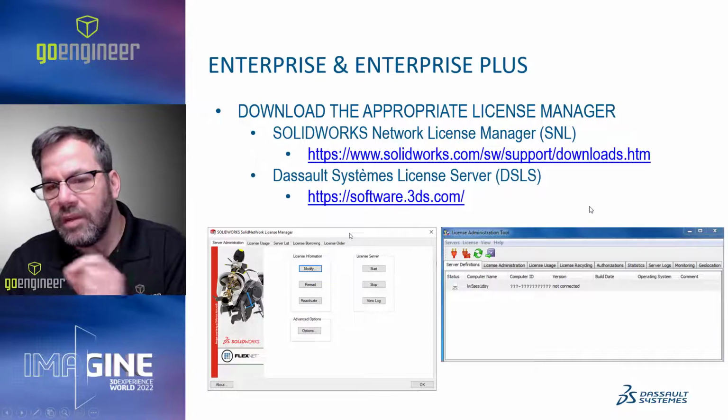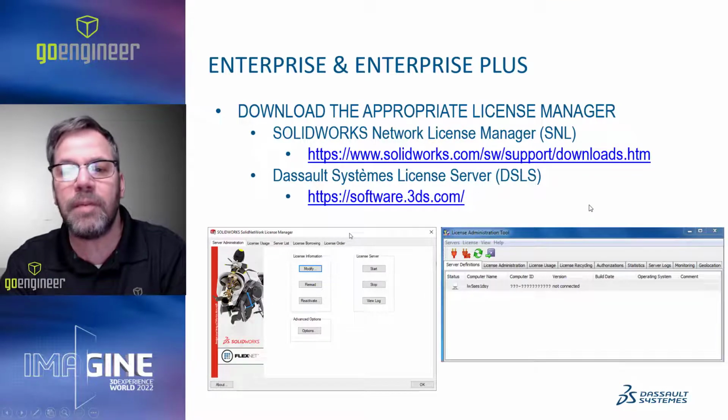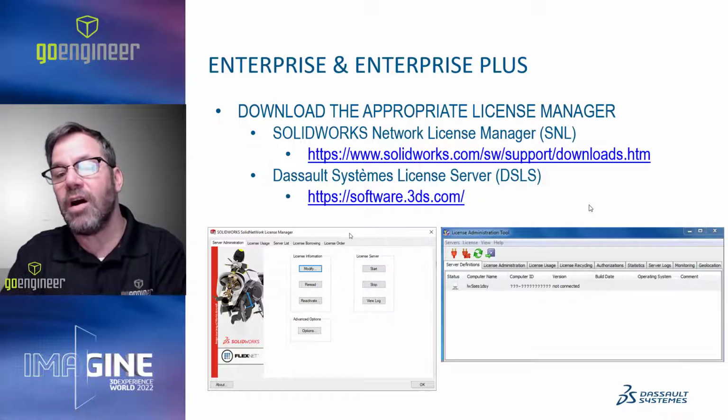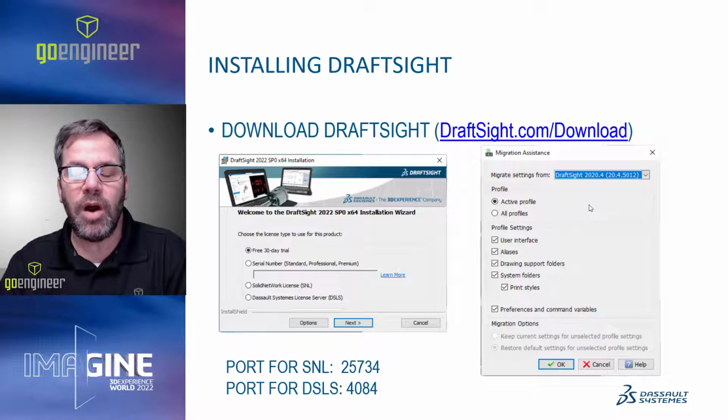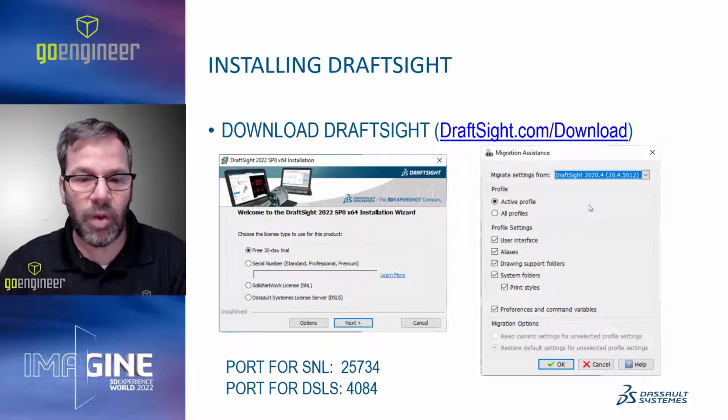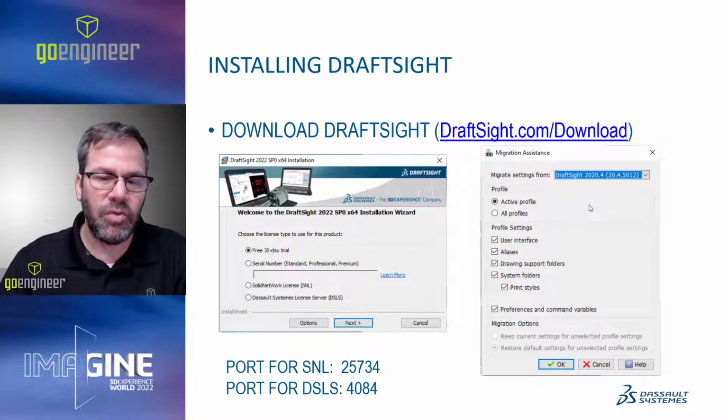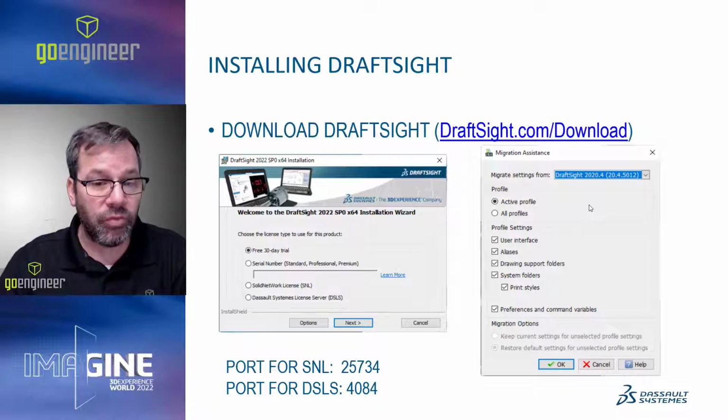If you're doing individual installations, you can skip this step and you're just going to want to go to DRAFTSIGHT.com/download. When you download DRAFTSIGHT, you're going to get an executable file. You'll just simply run that, and then right here you'll see you'll have 4 options. You can do a 30-day trial.